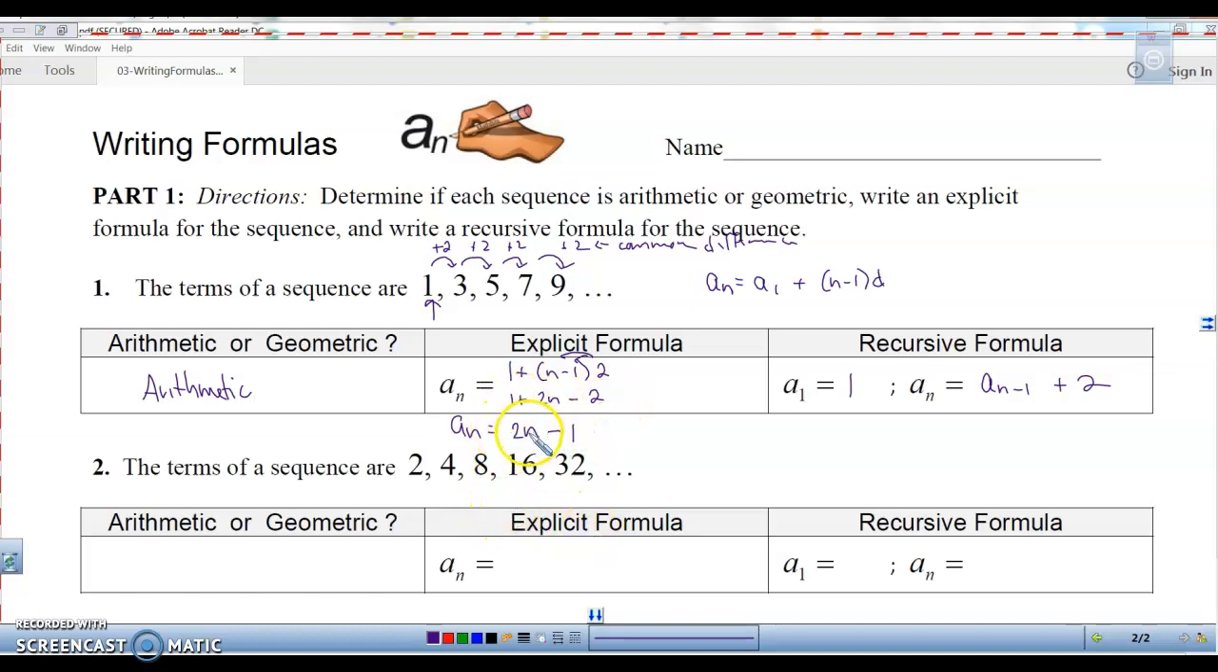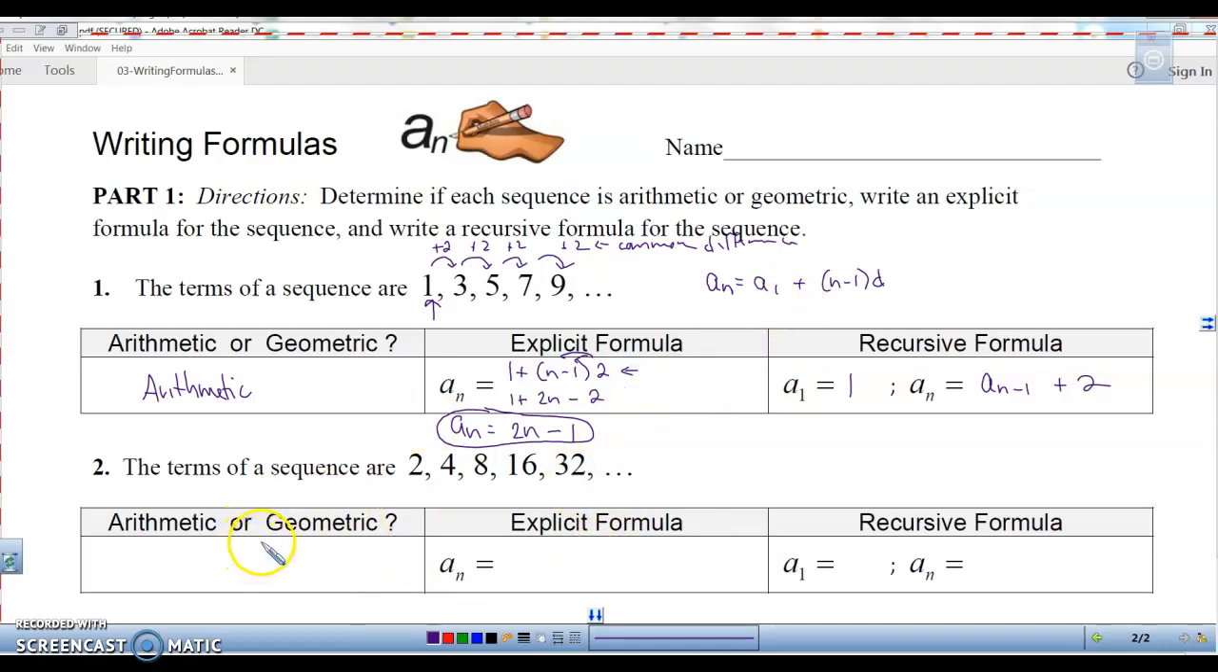If I plug in 1 here, 2 times 1 is 2, minus 1 is 1. It gives me the first term. If I plug in 5, 2 times 5 is 10, minus 1 is 9. I get 9 as my answer. This is called an explicit formula because you can plug in the term number and immediately know what the term is. For a recursive formula, you have to know the previous terms to do that. You can leave it like this, and most of the time it's done like this as well. This is actually an acceptable form that you may see because it follows this formula right here.